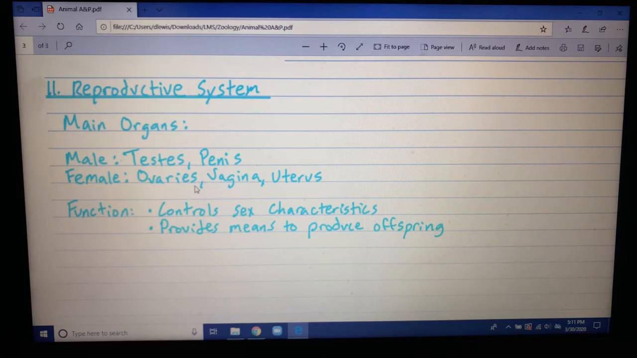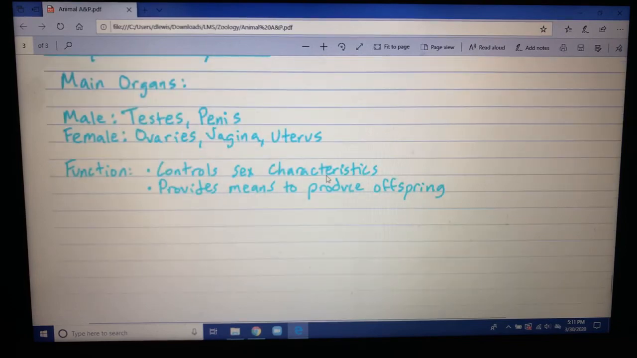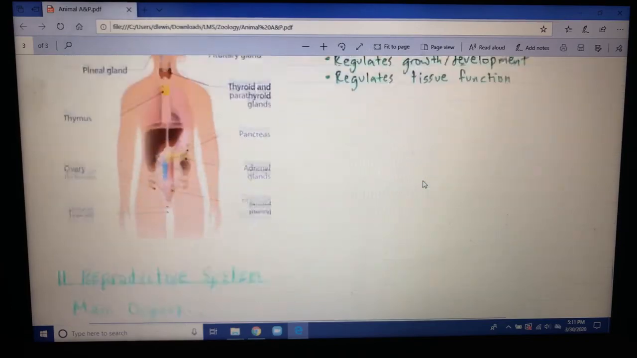And then the uterus itself will house the egg or the embryo, assuming we're talking about animals that carry and not lay eggs, in terms of development and carrying offspring. The function of this controls sex characteristics and provides the means to produce offspring.